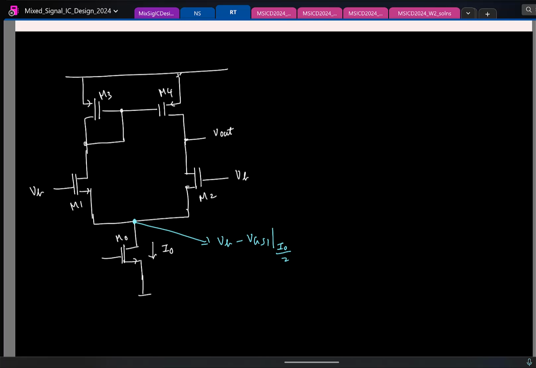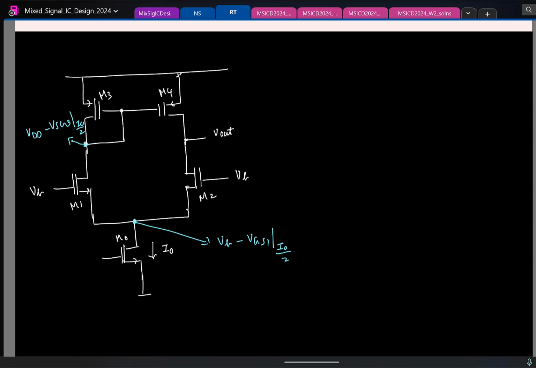Similarly, what can you say about this node potential? What is this equal to? Again, remember, to carry a particular current in this transistor, M3 needs a particular source to gate voltage, and that is getting set by this negative feedback connection. So that potential is VDD minus the source to gate voltage of the transistor M3 at a current of I0 by 2.